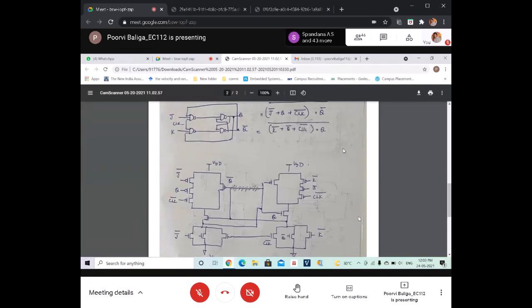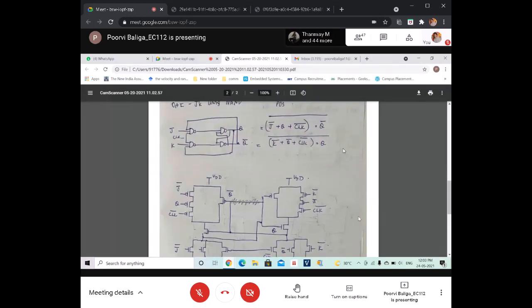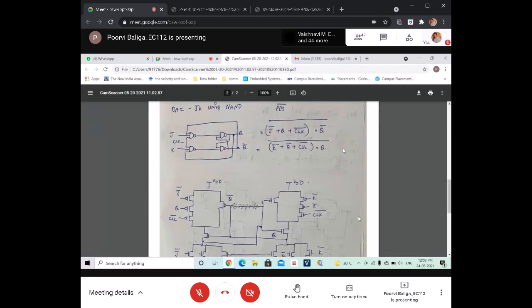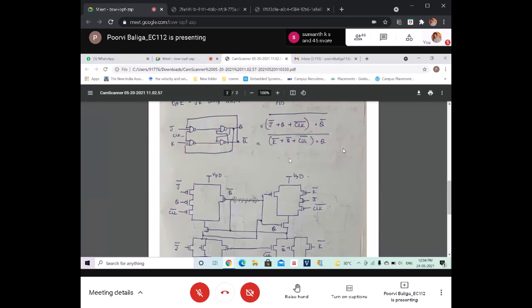What is the expression for Q in terms of clock and JK using NAND? Q is J bar plus Q plus J clock bar, bar, plus clock bar into Q bar, the whole bar. Did you get J bar plus Q plus clock bar directly? No, sir. First you get the NAND here, and then you use De Morgan's law. Okay, Shruti, go ahead now.